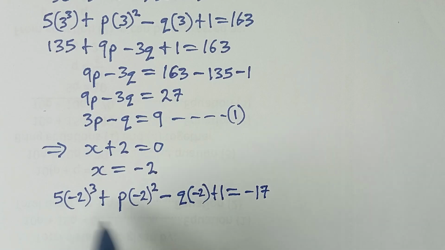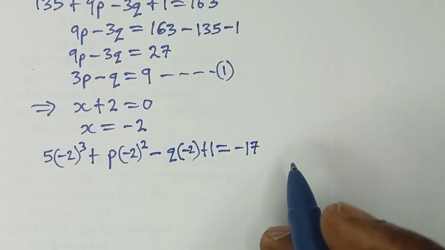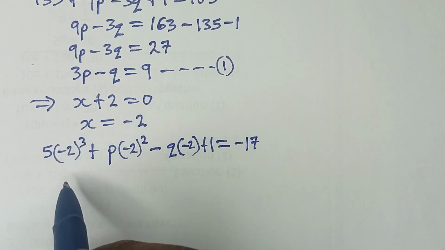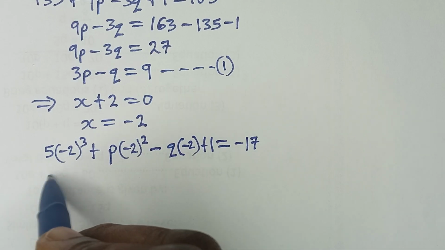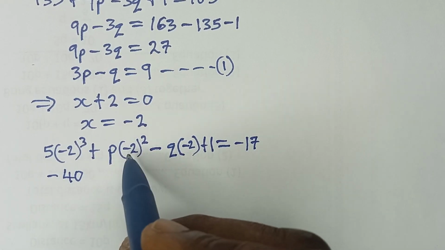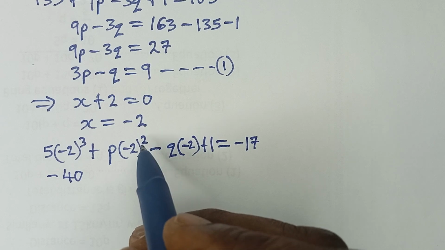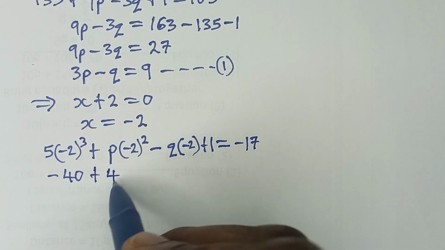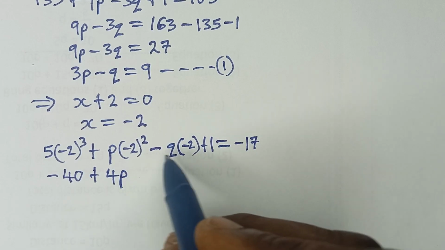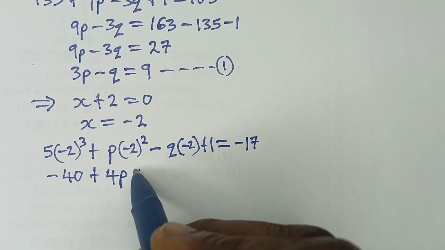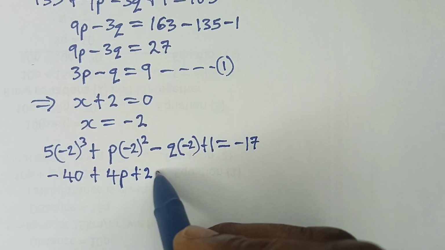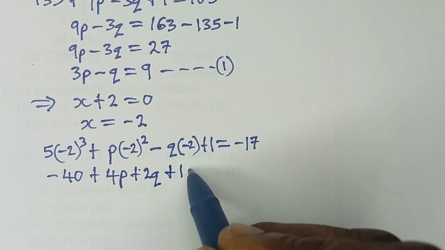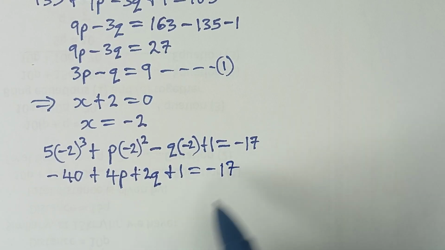So now I'm going to simplify this so that I can obtain another equation. Negative 2 raised to the power 3 will give us negative 8. Multiplied by 5 will be negative 40. And then negative 2 raised to the power 2 is positive 4. Positive 4 multiplied by p will give me positive 4p. And then negative q multiplied by negative 2 will become positive 2q. Then plus 1, and that will be equal to negative 17.